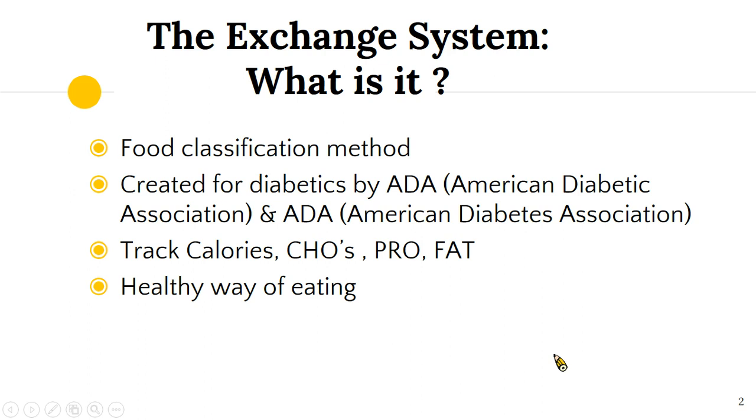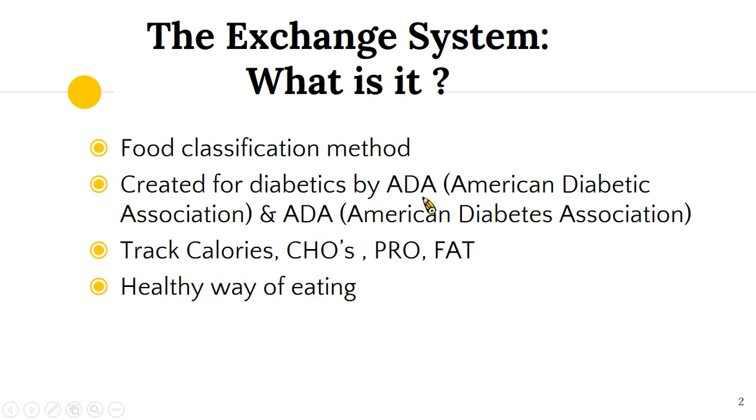The food exchange system was created by the American Diabetes Association and the U.S. Public Health Service as a meal planning guide primarily for people with diabetes.